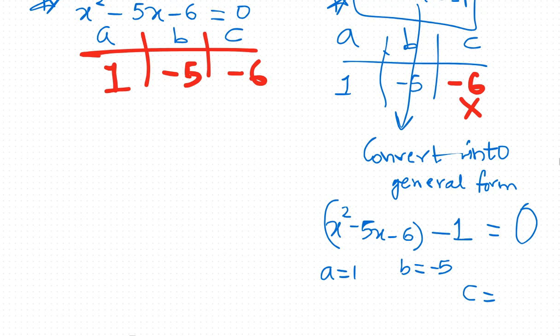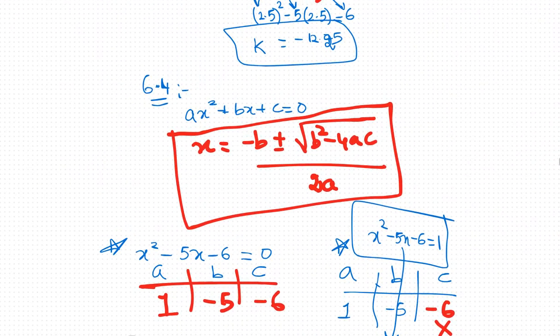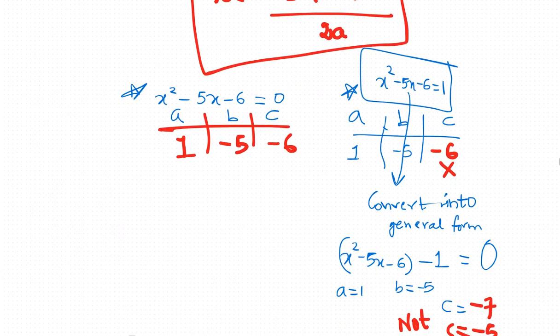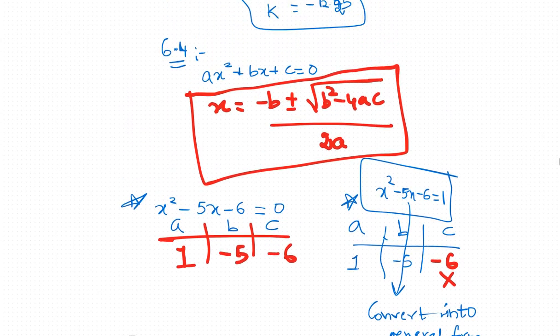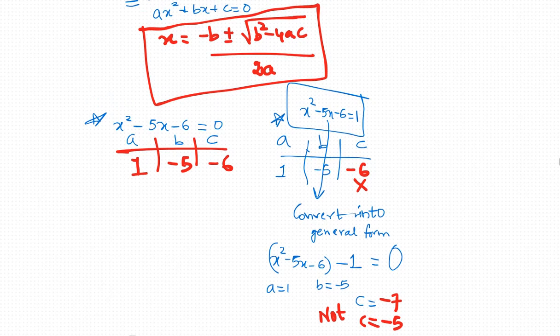So -6 minus 1 is negative 7, not negative 5. Okay. You see the difference? You see why ABC values are important? Even though it seems simple, plug and play, the only thing which you need to be a bit careful about is the ABC values. So this is about 6.4. If you understand what I've just taught, 6.4 is done. So let's stop the class here.